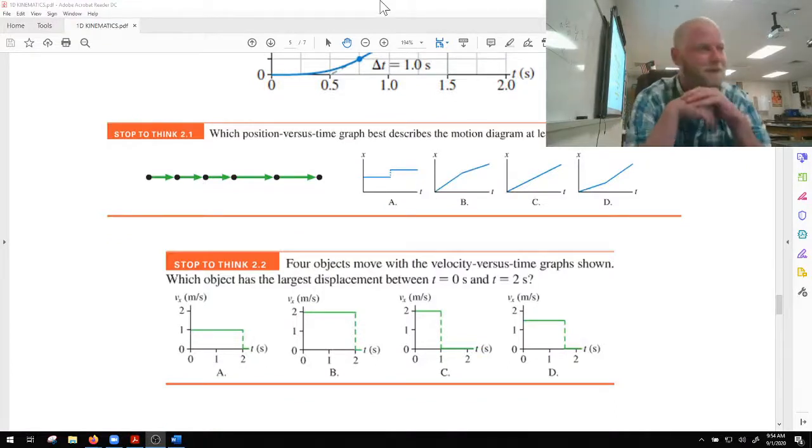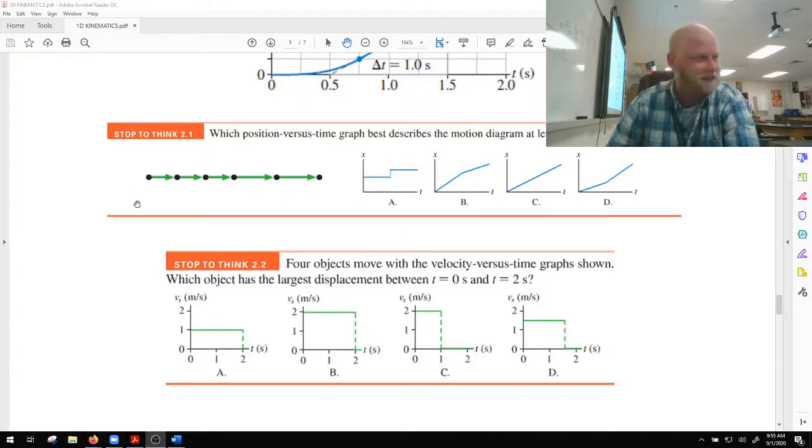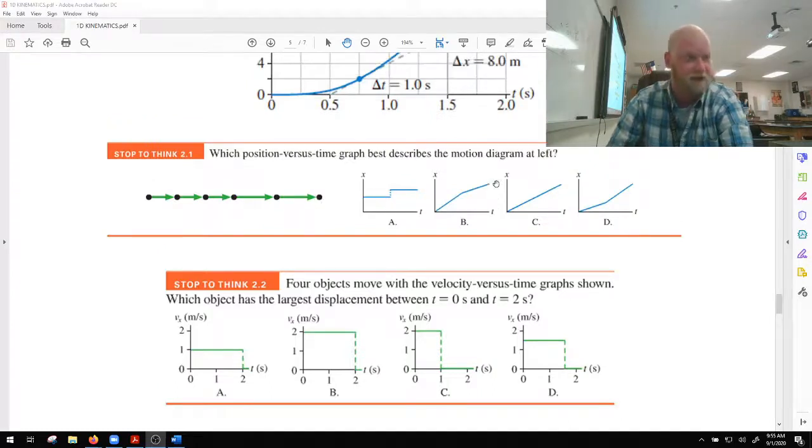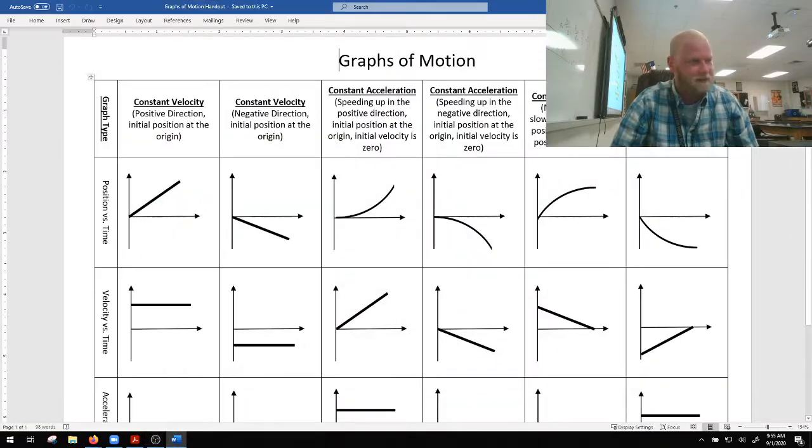All right, which position versus time graph best describes the motion diagram at left? Well, here you've got constant velocity, right? And what do we have here? Well, we have constant velocity here also, but it's a bigger constant velocity, right? So the object is traveling with some amount of constant velocity, then it travels with a greater amount of constant velocity. So if we want to find the position versus time graph that best suits this motion diagram, we need to find 2 sections of constant velocity. All right, so again, if you look at your motion graphs, constant velocity will be linear.